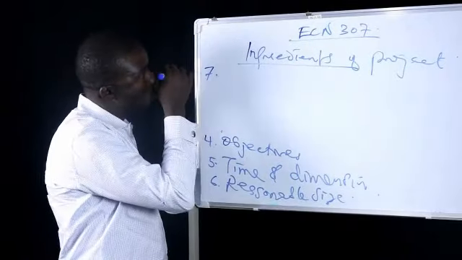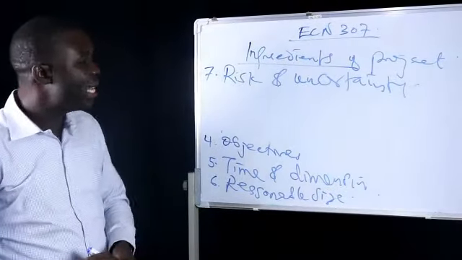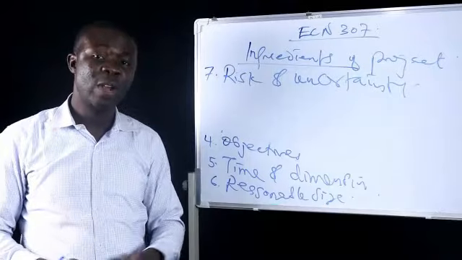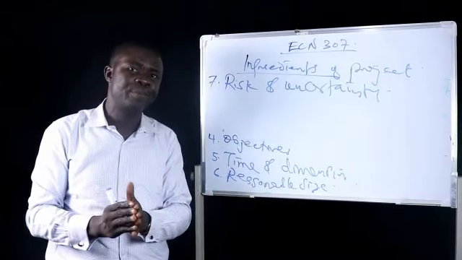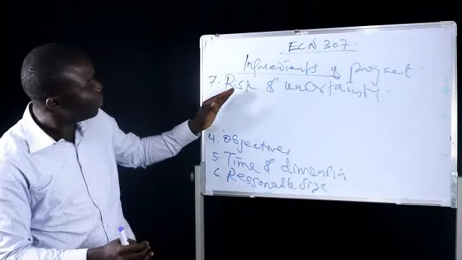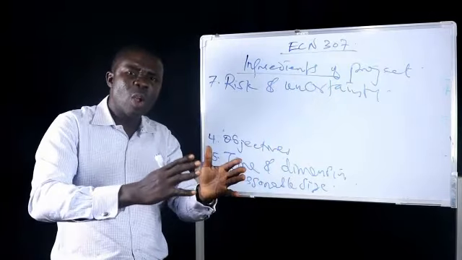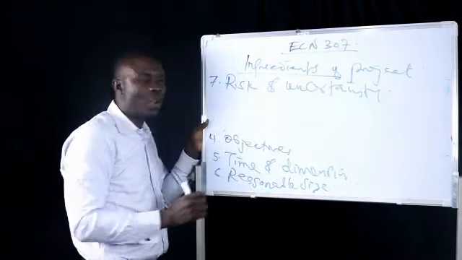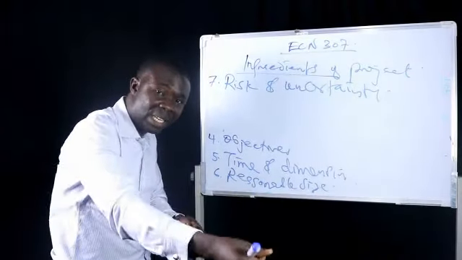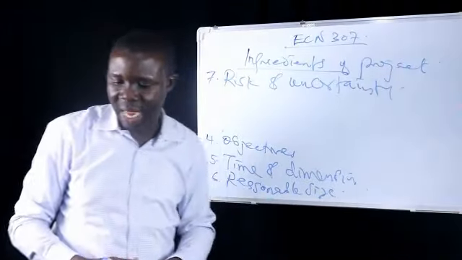The other one is that a project must also have risk and uncertainty. There's nothing that is very certain, even projects. When you are investing your money, that's why economists have to be very careful and do proper planning. Proper planning has to be done, because when investing your resources in a project, there's risk. There's no certainty that you are going to get the money back. So that's why we need to do thorough planning first. One of the ingredients of a project is that you are taking a great risk, because there is no certainty that the money you are investing will come back altogether. So that's why economists need proper planning so that they're able to get the best outcome.